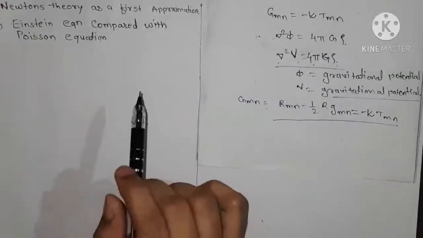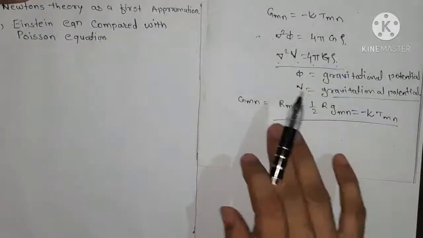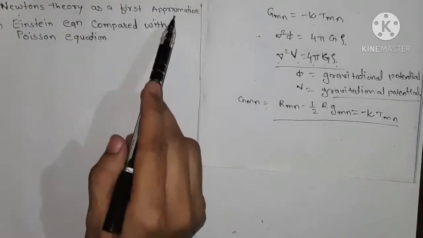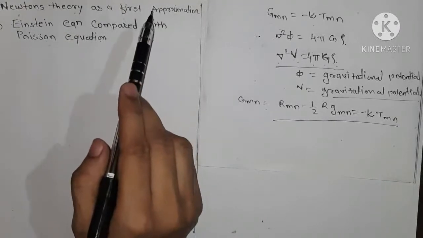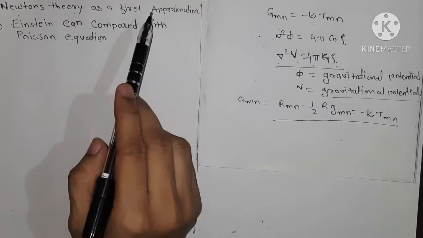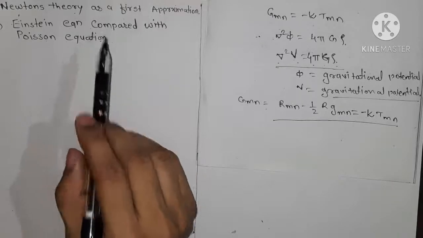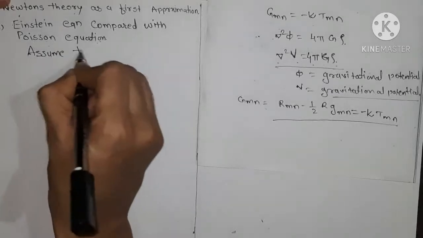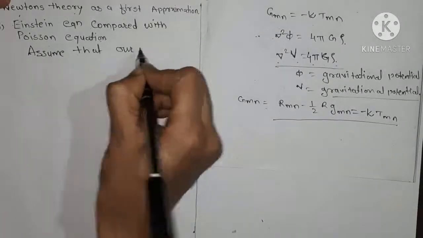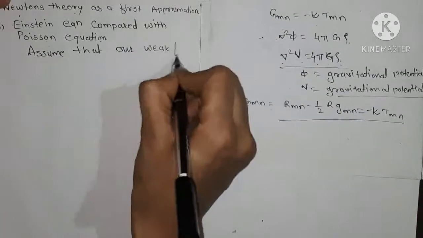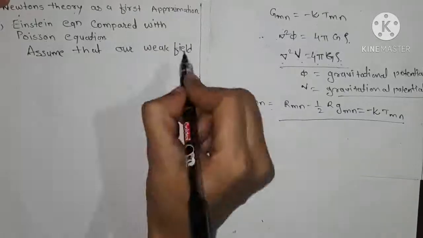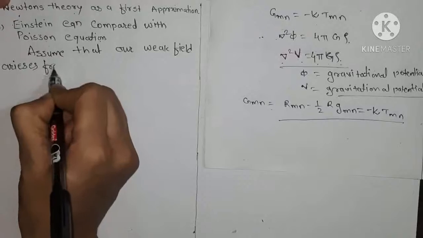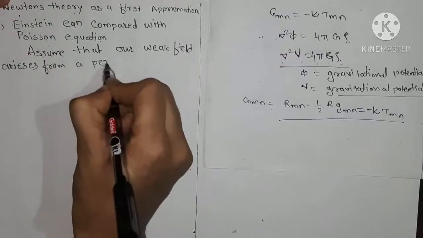Let's start with the assumption. As we are studying the Newton theory as the first approximation, we have to assume the weak gravitational field and small velocities. So we assume that our weak field arises from a perfect fluid.